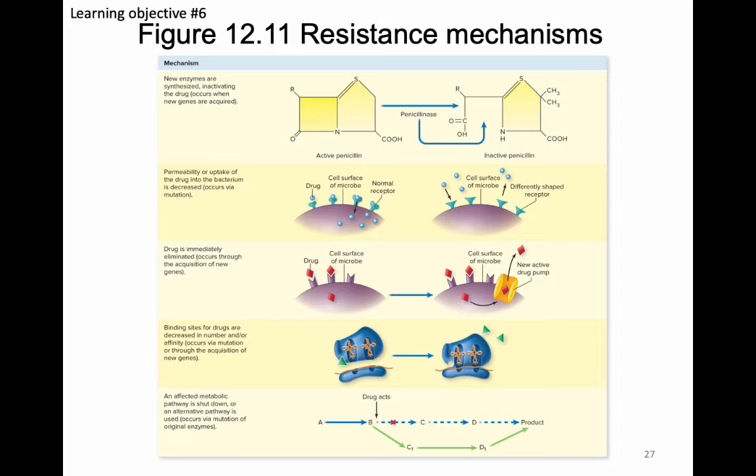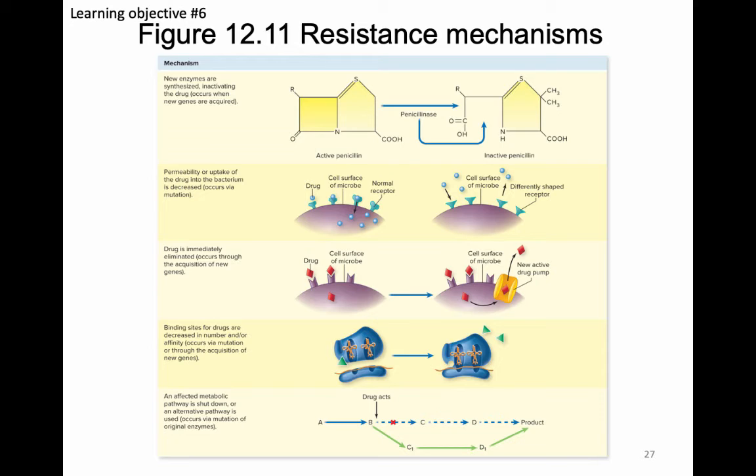Some microbes will reduce the permeability or uptake of the drug by altering the receptor on the surface of the microbes that the drug will bind to. Some microbes can make drug pumps through acquiring new genes, and these will actively remove the antimicrobial from the interior of the microbe. Some can alter the binding site. The one shown here is the bacterial ribosome, where the drug binds to the lower left part of the large subunit of the ribosome, but the ribosome is altered at that spot so the drug can no longer bind.